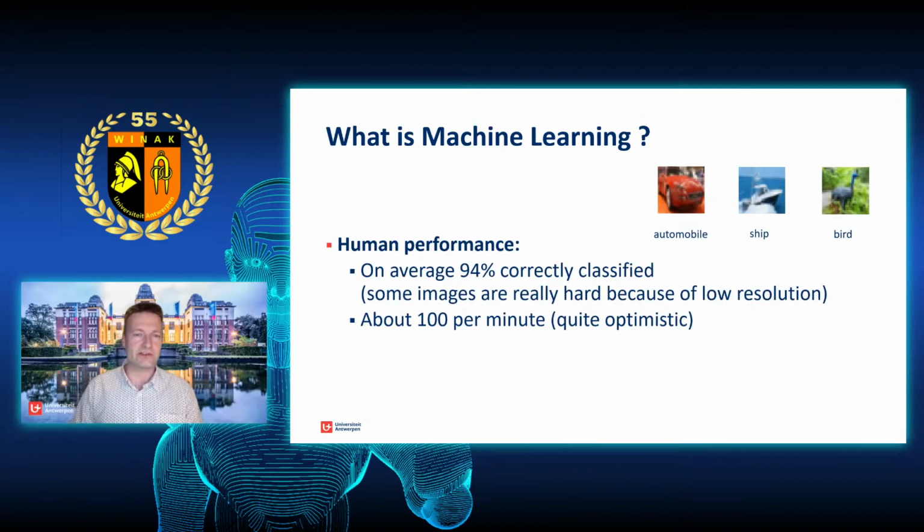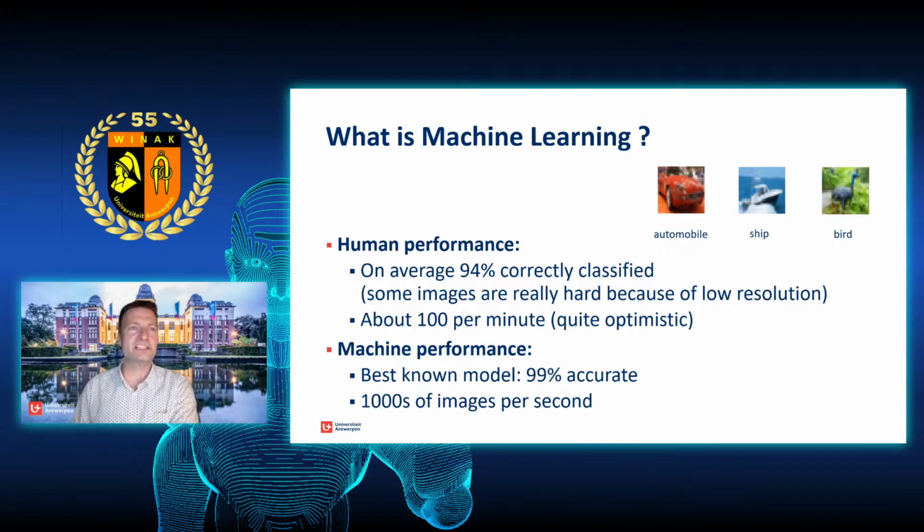This CIFAR task is a very well-known benchmarking task on which different algorithms are tested. If you let a human do it, then on average a human can correctly classify 94% of the cases. This came out of tests that were done with humans. It is because some of the images are really hard, with a very low resolution. Here it's pretty clear, but you can imagine that if the image contains a lot of clutter, it's sometimes very hard to make the prediction. A human trained in this task can do, let's say, 100 per minute. That's more than one per second, so that's quite a lot.